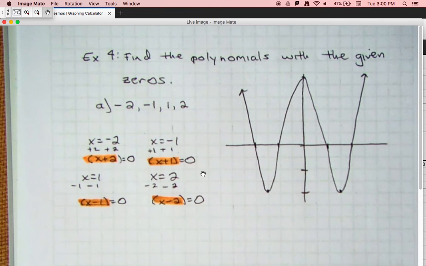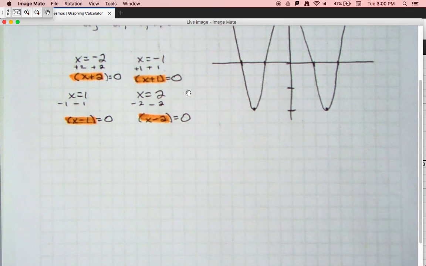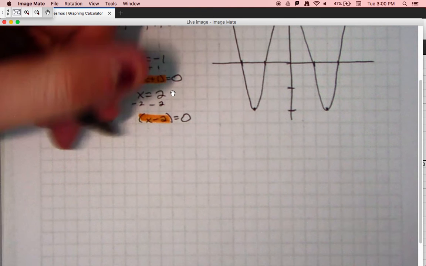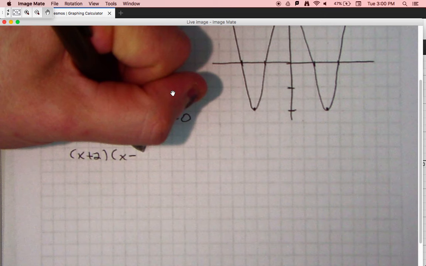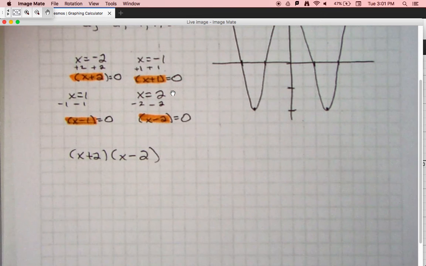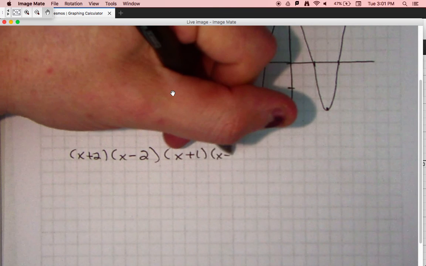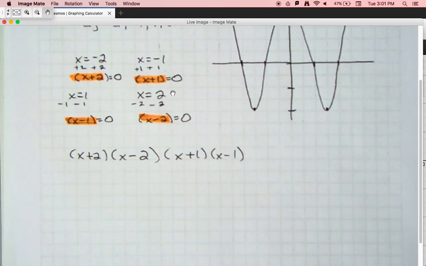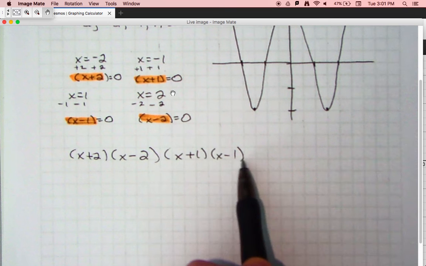Now, if you think about moving backwards from yesterday, we have our factors, and I'm going to rewrite them right here. I'm going to put x plus 2 and x minus 2 next to each other, and I'm going to put my x plus 1 and my x minus 1. So there's my factored form. How do I end up with my polynomial now? Well, if you think about what the opposite of factoring is, the opposite of factoring is multiplication. So basically what you need to do is multiply those four things together.